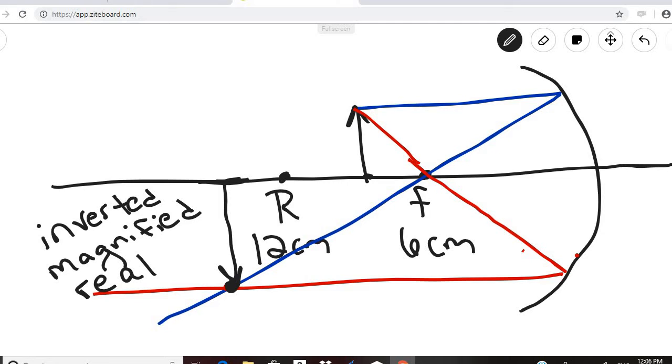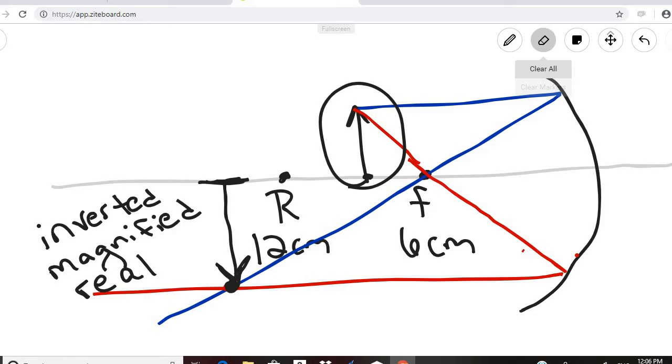Okay, so inverted, magnified relative to the real object, the image would be magnified and it would be a real image because the lines actually intersect. Okay, so those are for a concave mirror. That's how you would do line tracings to be able to predict what an object will look like in the mirror.